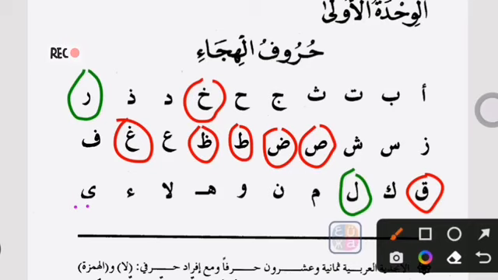So the letters in red are the letters of heavy pronunciation, while the others are the letters of light pronunciation, because when you pronounce them lightly, like sin, shin, ta, tha, nothing is heavy there. Unlike bod, bo, vo. So this is where we're going to stop for today's class.